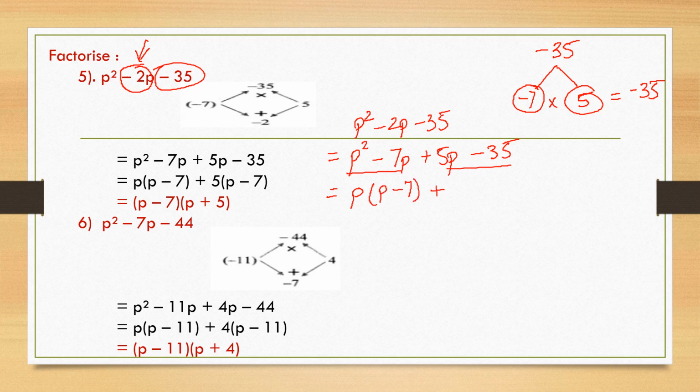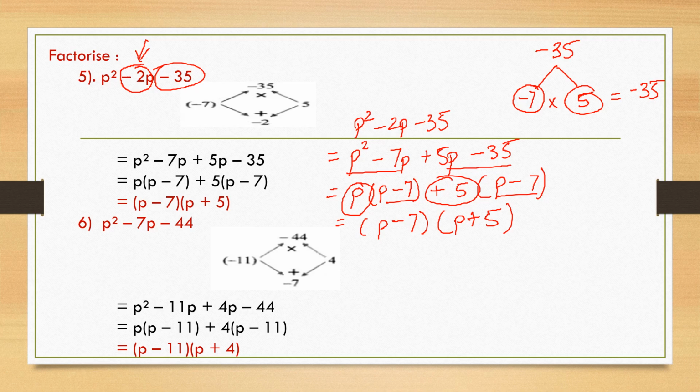In the second pair, 5 is common. We'll take 5 common outside, and inside the bracket it will be left with p minus 7, because if you multiply 5 back inside, we'll get 35 here. So 5 common outside. p minus 7 is twice, so we'll write it one time, p minus 7, and this p plus 5 we'll write together. So our factors are p minus 7, p plus 5.